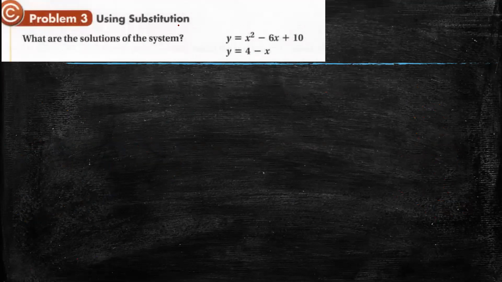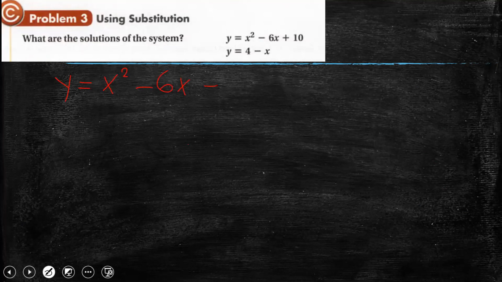Now let's talk about substitution. In substitution, we have to substitute the first y with the second y. Write them as y equals x squared minus 6x plus 10, and the second one is y equals 4 minus x. This is the first step.